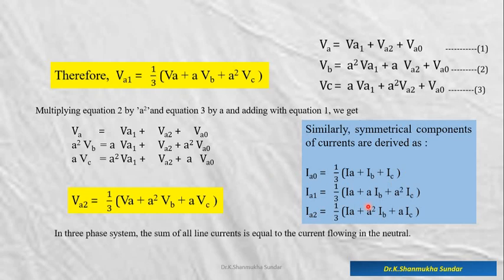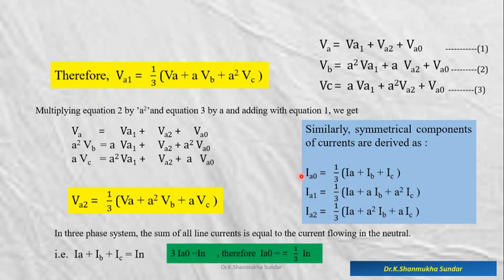Now in a three-phase system, the sum of all the line currents is equal to the current that is flowing in the neutral. So what are the line currents here? Ia, Ib and Ic. These are the line currents, which are flowing through that one, equal to the neutral current. That means Ia plus Ib plus Ic is equal to the current flowing through the neutral. Now from this equation, Ia plus Ib plus Ic is equal to 3 times Ia0. So Ia plus Ib plus Ic is nothing but 3 Ia0 is equal to In. Therefore Ia0 is equal to 1 over 3 times In, that is the neutral current.